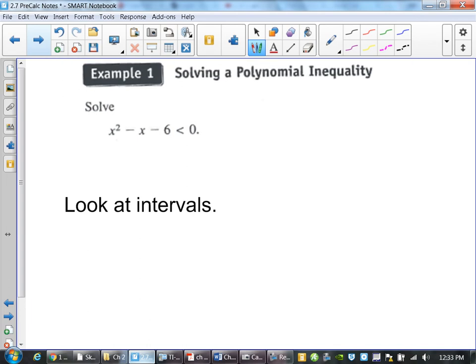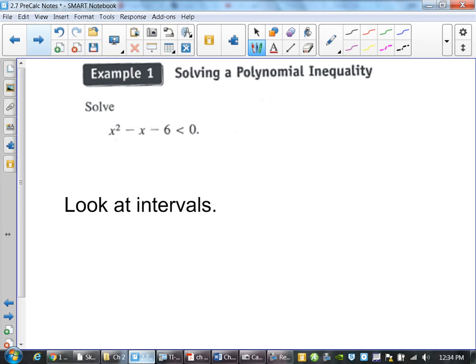Okay, so we're not doing any more on that. I'm just showing you where we've been progressively getting to where we're at now. If I have x squared minus x minus 6 less than 0, and I want to solve this inequality for where this polynomial is smaller than 0, we're going to look at our intervals to figure that out.